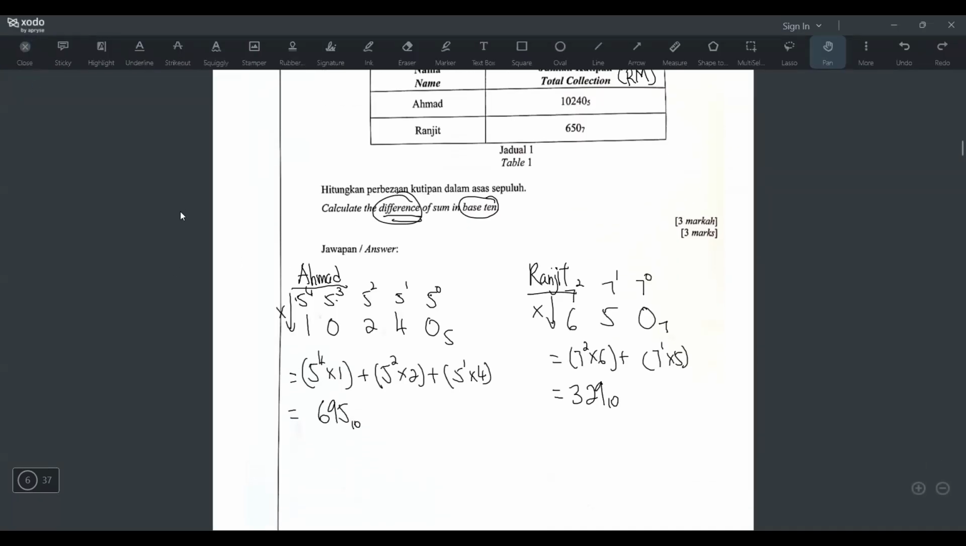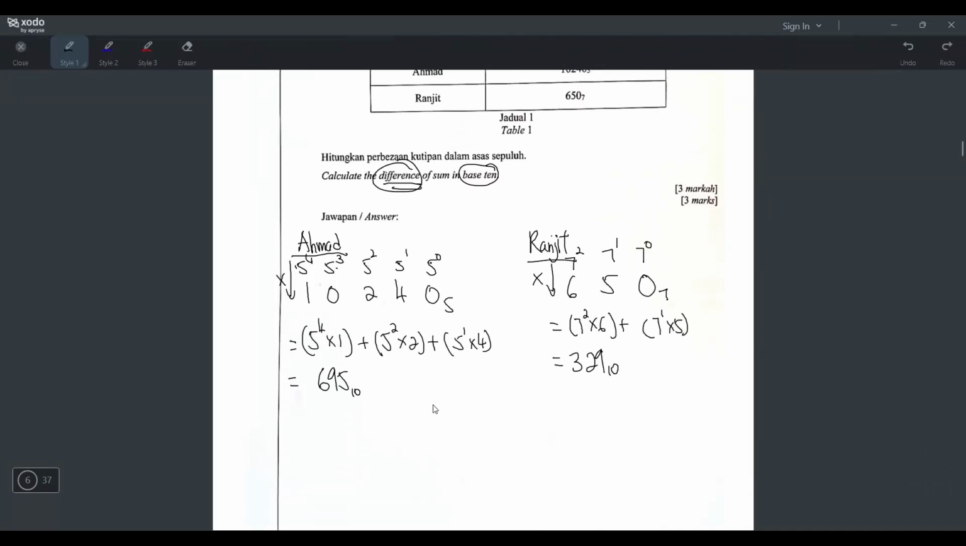But it's not finished yet. They ask for difference, right? So now I have to write difference. And how to find the difference in base 10 is to take the big number minus the small number. Ambil besar tolak kecil. So besar is obviously 695. Kecil is 329. They're both base 10, and we can minus because they are the same base, and we can use the calculator because it's base 10. So let's press 695 minus 329.